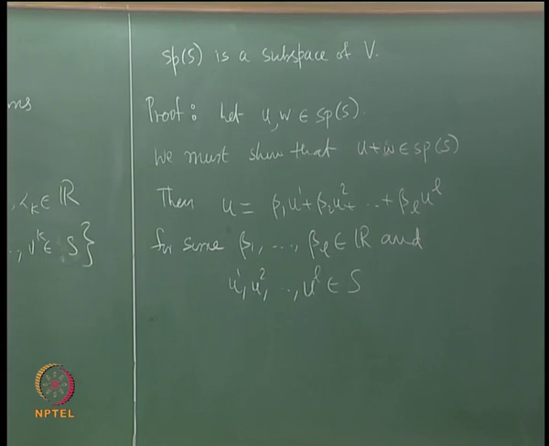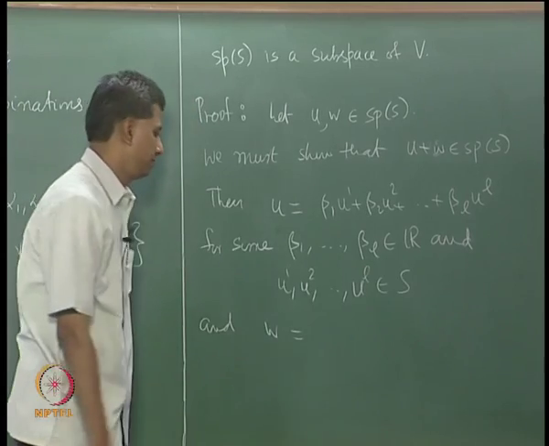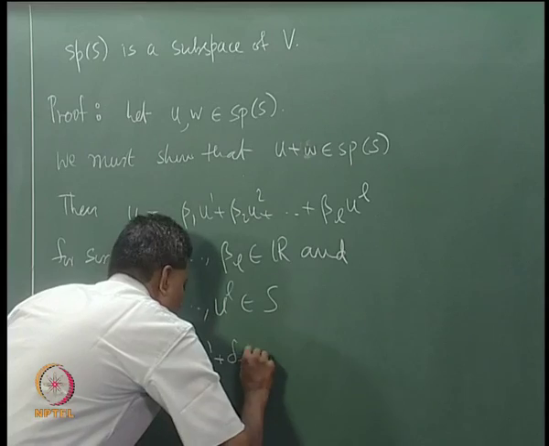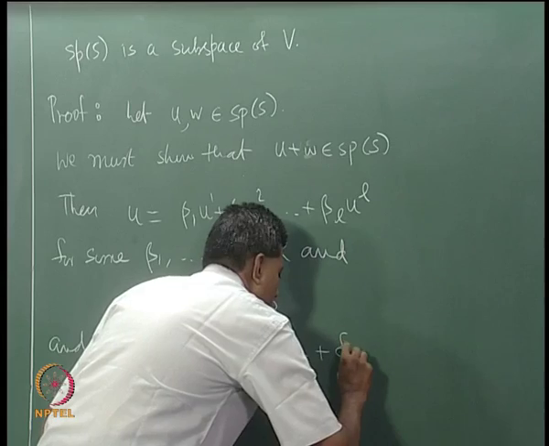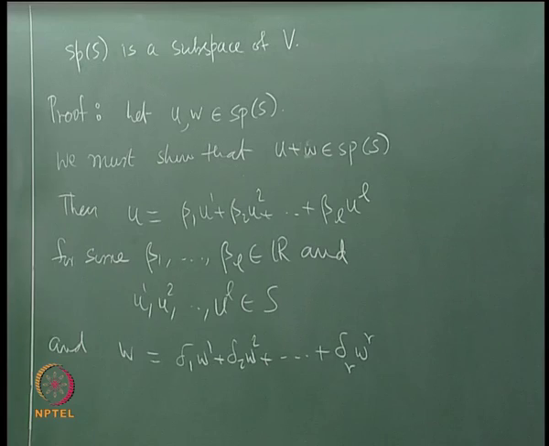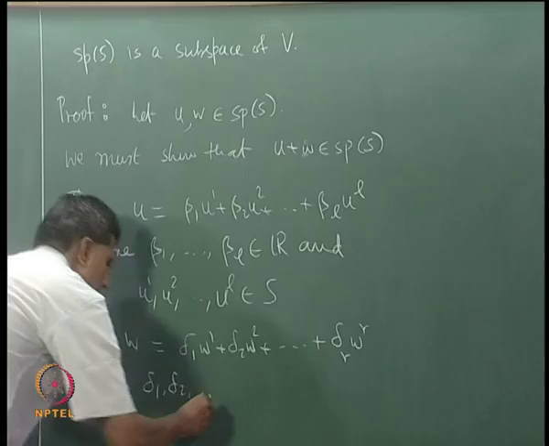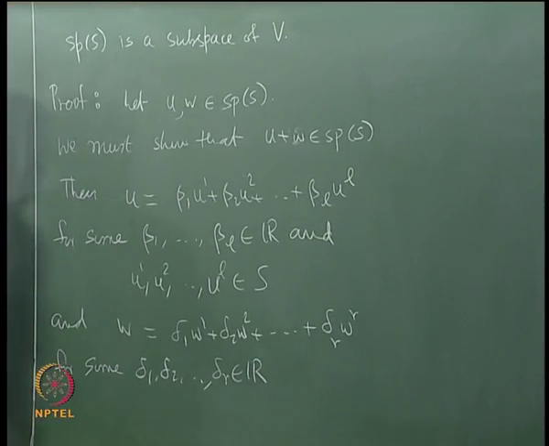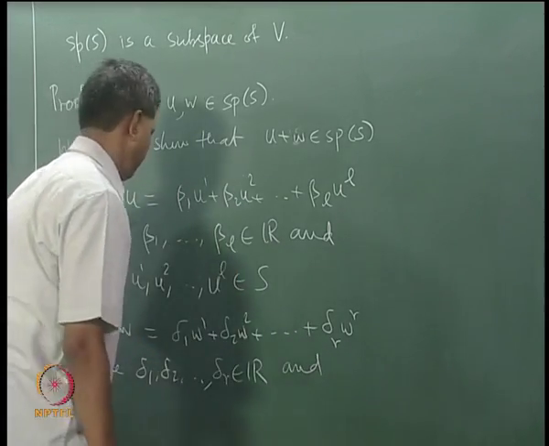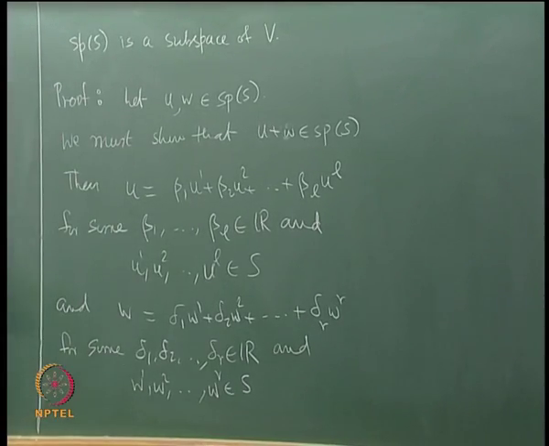See, it is just some linear combination. Please remember that it is not the same k that we have here. Finitely many terms. W, I will write a similar expression for W: delta 1 W1 plus delta 2 W2 etc. plus delta R WR. In general, this R and L are different. Again, now, for some delta 1, delta 2, etc., delta r from the reals, and w1, w2, etc., wr from S. Okay. This is the first step, this is the important step, the rest of the proof is obvious.